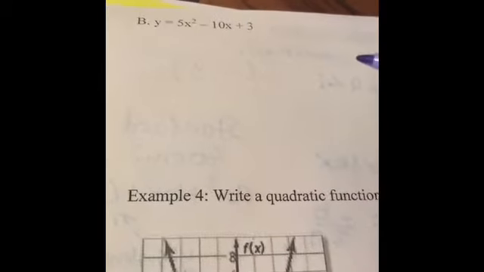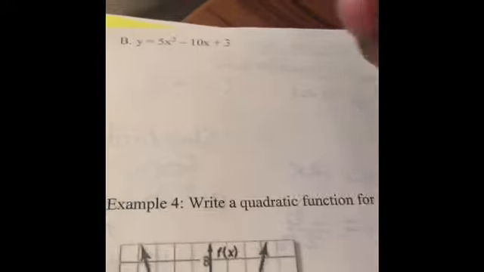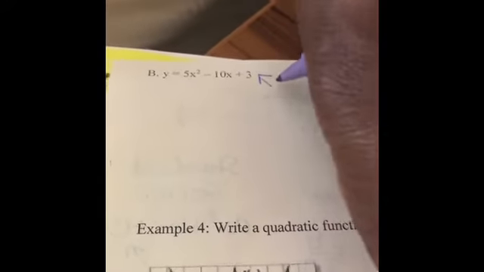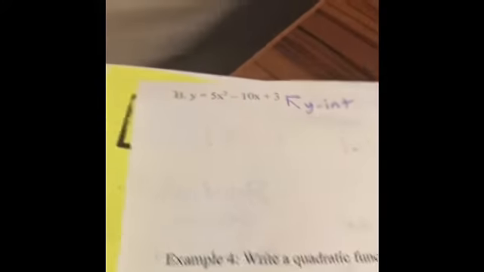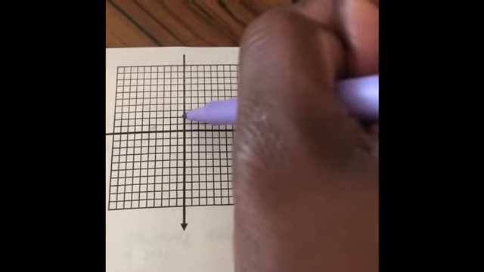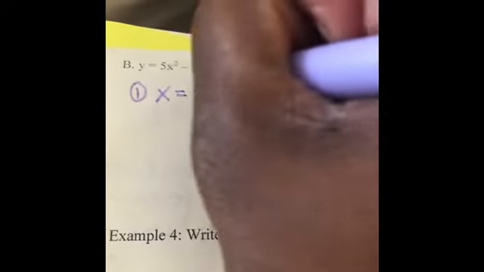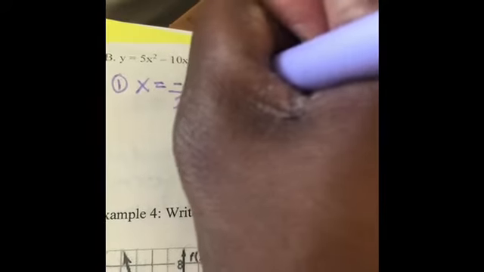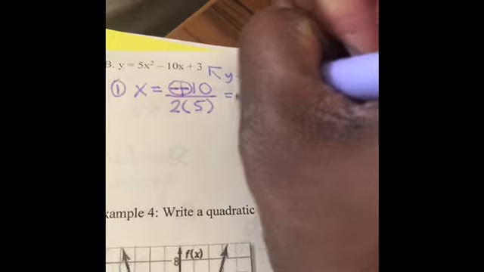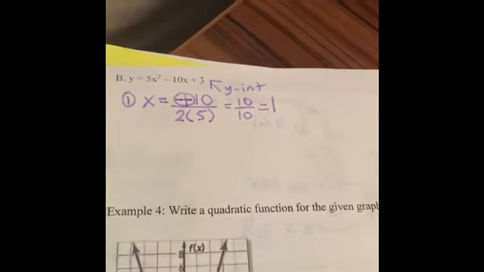All right, so b is 5x squared minus 10x plus 3. This right here tells us that our y-intercept is 3. So you can go ahead and graph that. It would be 1, 2, 3. There's our y-intercept. And now we're going to find our vertex. X equals -10 all over 2 times a. 2 negatives get married, become a positive, so that becomes 10 over 10, which equals 1.